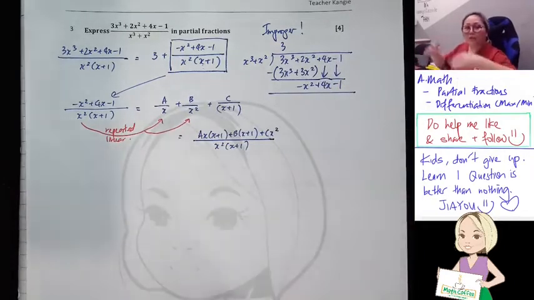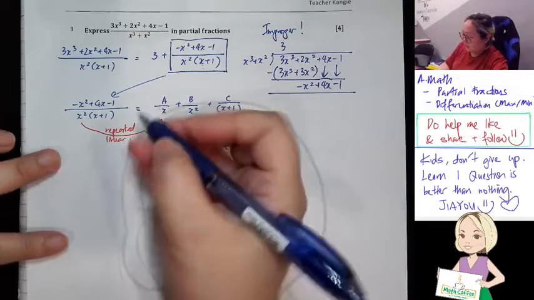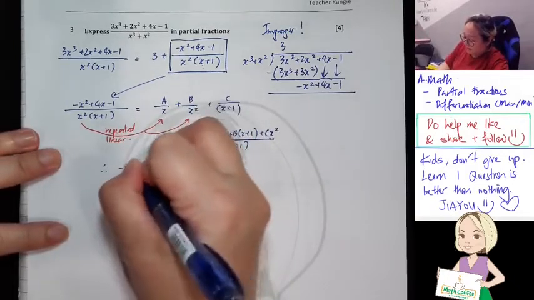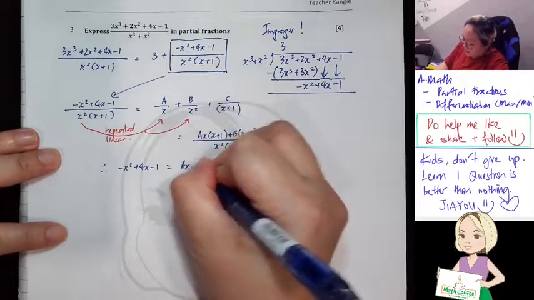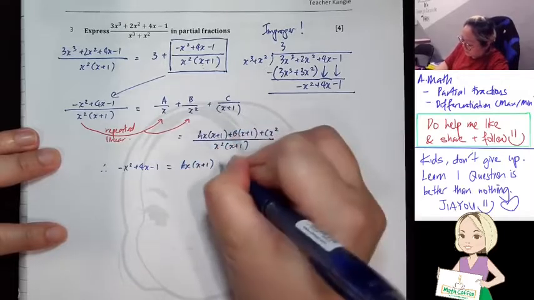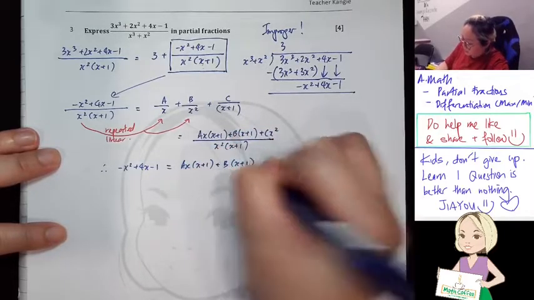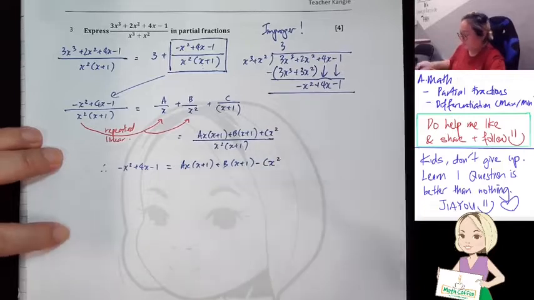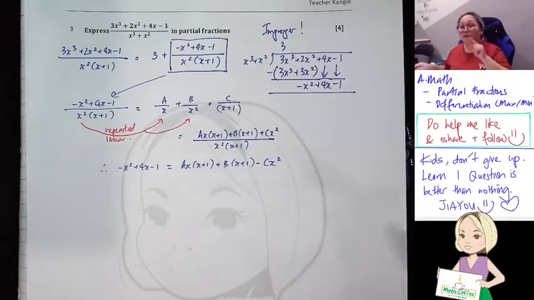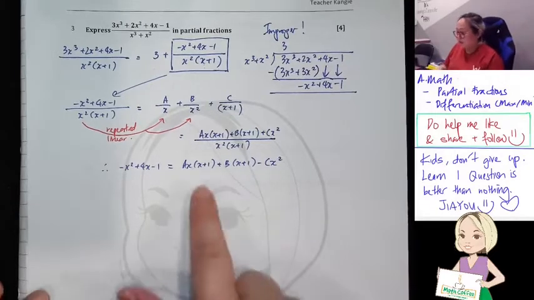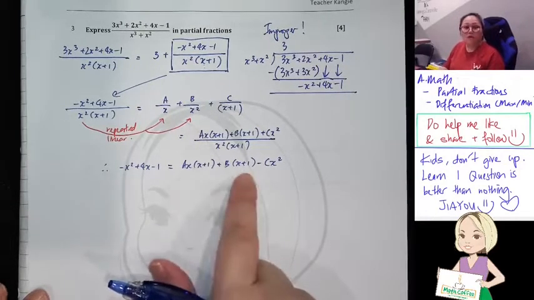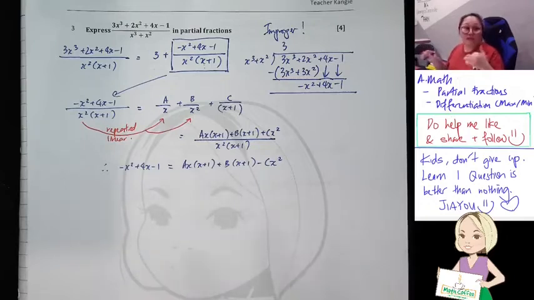Then now again, I'm going to compare the numerators. So therefore, minus x squared plus 4x minus 1 is equal to ax times x plus 1, plus b times x plus 1, plus c x squared with a minus sign. Okay, for this question, I will use compare coefficient. I will not use the substitute value. Why? Because this one is just a little multiplication, so the expansion is not that tedious. If it's not that tedious, we can use compare coefficient.